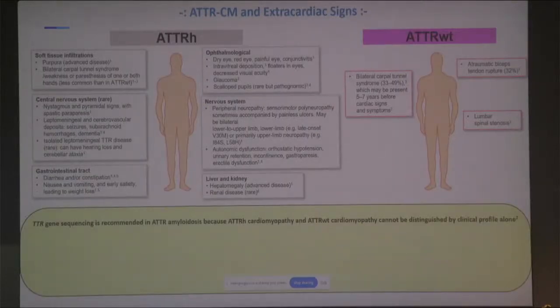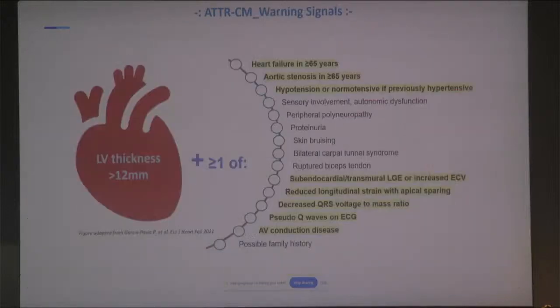So again, some of the extra cardiac signs, we have to be very aware. The problem in this disease is, as somebody mentioned, it's a beautiful kind of diagnosis on the microscopy, a beautiful pathology, but an ugly disease. And it is very deceptive. So you really sometimes can have eye problems, you can have carpal tunnel, you know, renal kind of presentation. So it's very difficult for the clinician to really pick it up at the early stage.